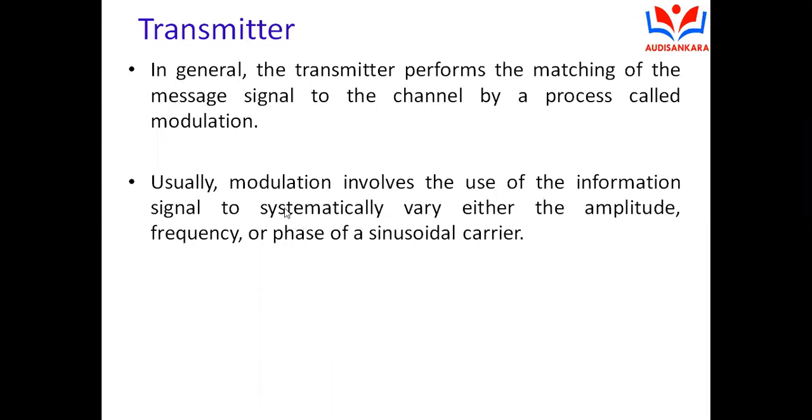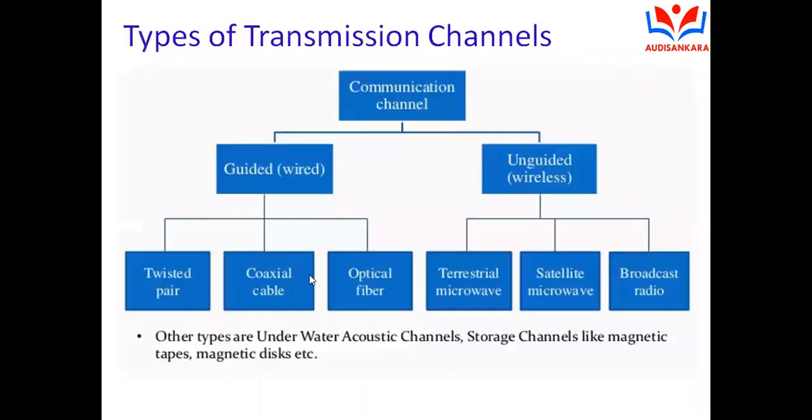So modulation involves the use of the information signal, meaning the message signal, which is the input signal, to systematically vary either the amplitude, frequency, or phase of a sinusoidal carrier. These are the parameters: frequency, amplitude, and phase. Based on that, the modulations will appear.